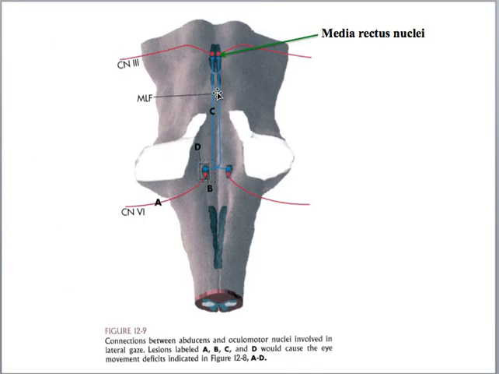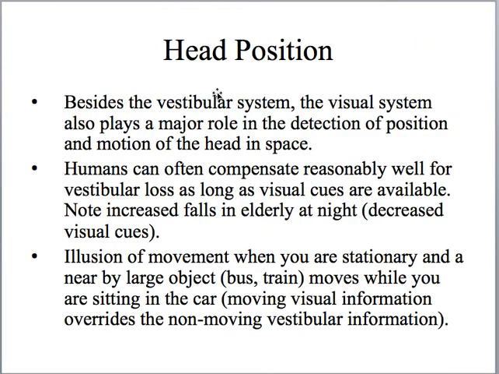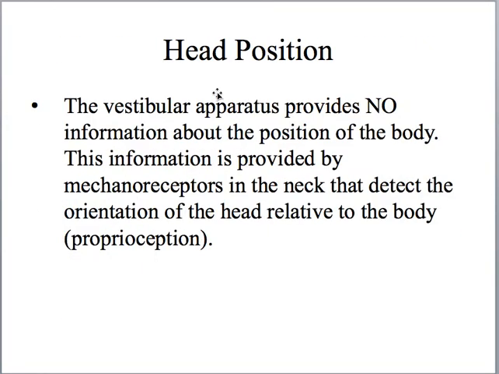The last thing is slide number 20. The last thing I want to leave you with on the vestibular system is that the vestibular apparatus provides no information about the position of the body. This, as you remember, is provided by mechanical receptors in the neck that detect the orientation of the head relative to the body. That is proprioception. And so that's involving what? The trigeminal. Okay, and with this, this is the material that you need to review for the final for the vestibular cochlear system.